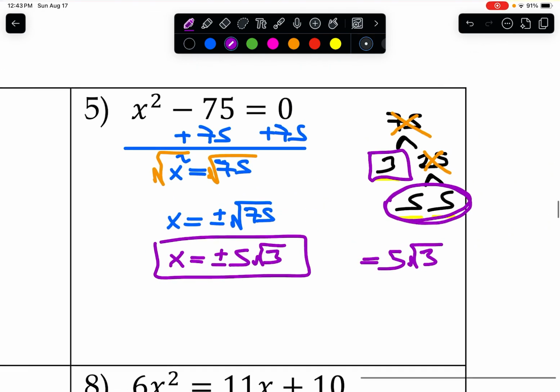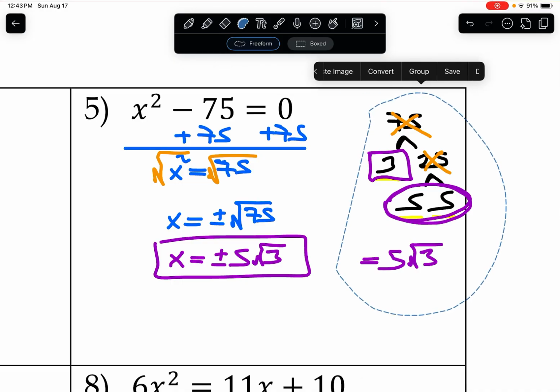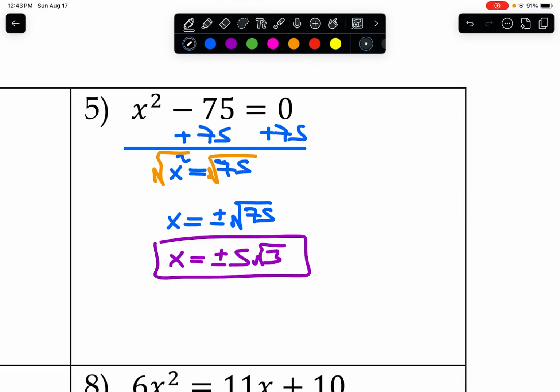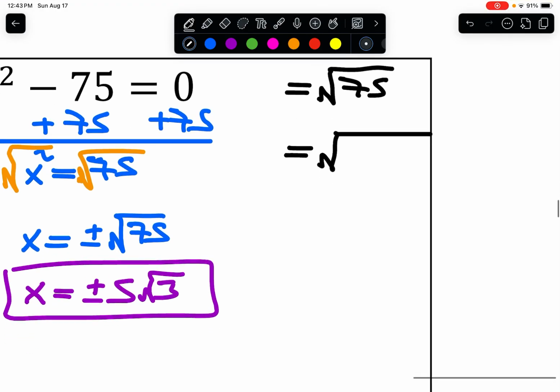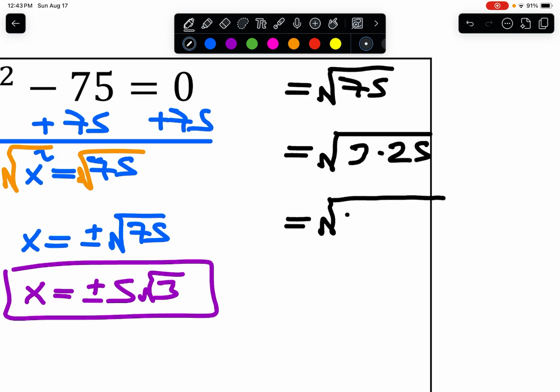So the other way that I do want to show you, which I've seen some people do, is they just start with the square root of 75, and then they break it apart, similar to what I just did, but in a different visual. So 75 can break into 3 and 25, and then, once again, 25 breaks into 5 and 5. That's a 3, I promise. So 3 times 5 times 5.